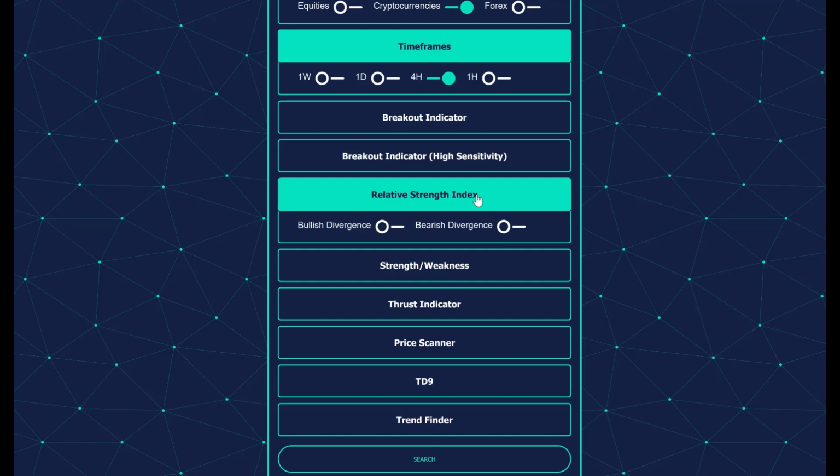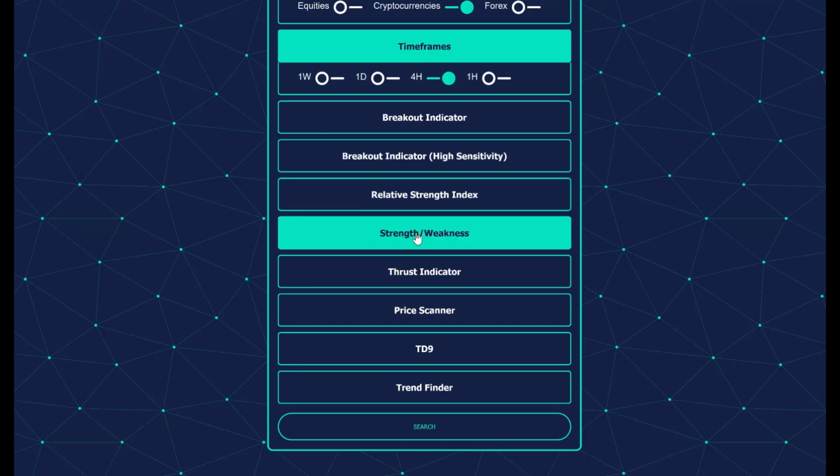Okay, that's self-explanatory. I think a lot of people know about RSI at this point. Then we have our strength and weakness indicator.